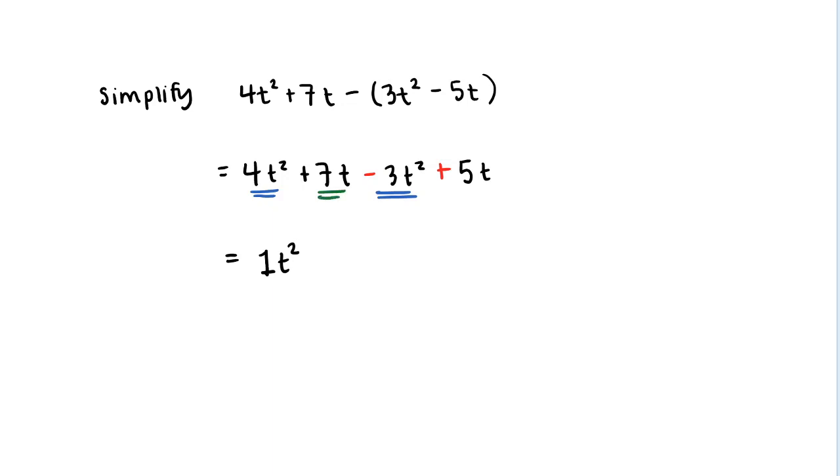And then next, the 7t combines with the 5t. These are like terms too, well, 7 plus 5, that's 12t. And then they're not like terms, I can't do anything more with this, but I can rewrite this without this 1 here. I can just rewrite it as t squared plus 12t. Right? These two terms are really the same.